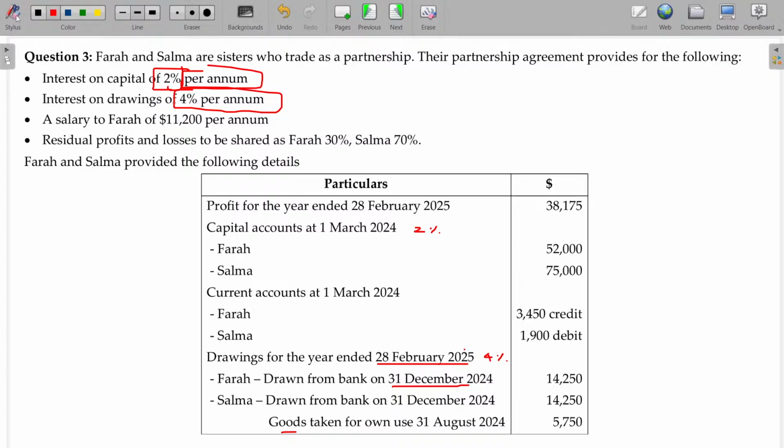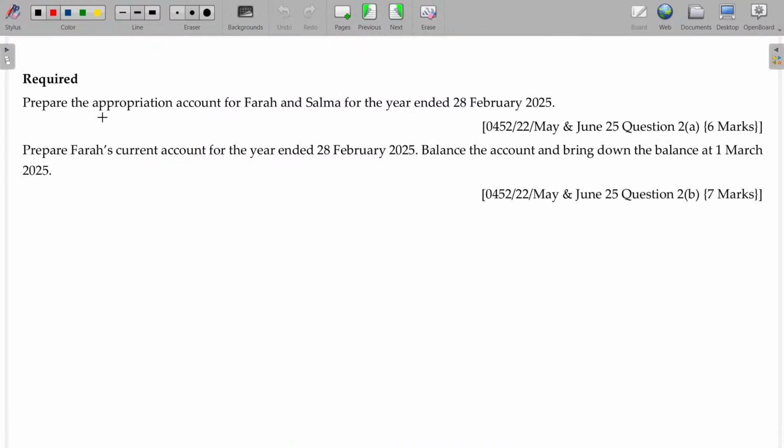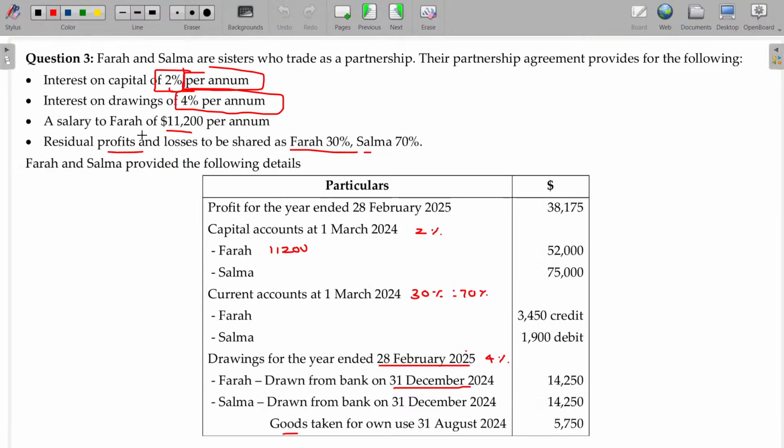And Farah is eligible for salary 11,200. And the sharing ratio: residual profit and losses to be shared between Farah and Salma in the ratio of 30% to 70%. Right. What accounts are going to be prepared? Appropriation account of Farah and Salma, and Farah's current account only to be prepared. Okay, Farah's current account only.